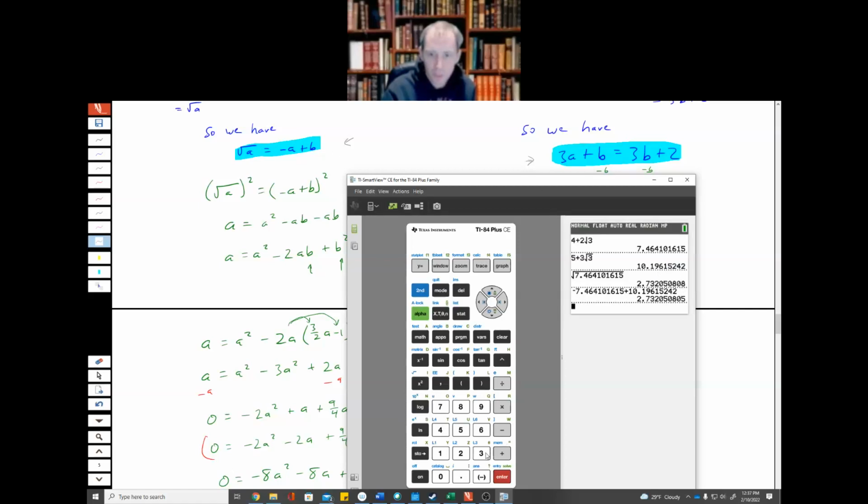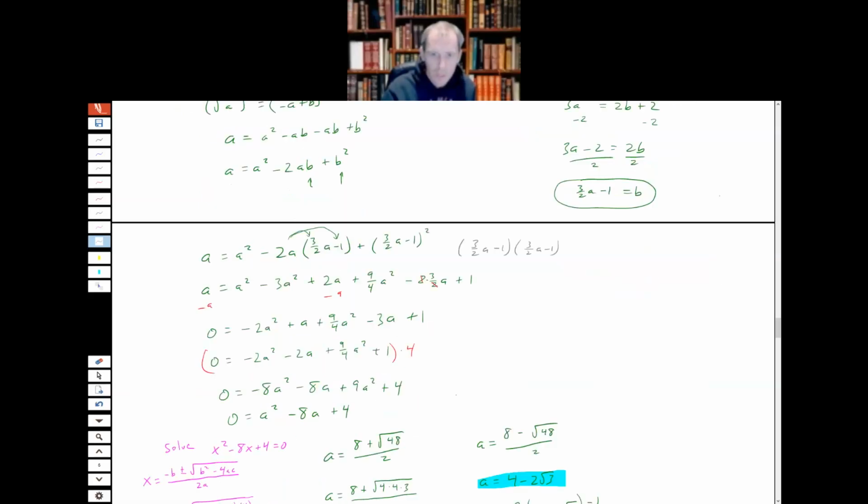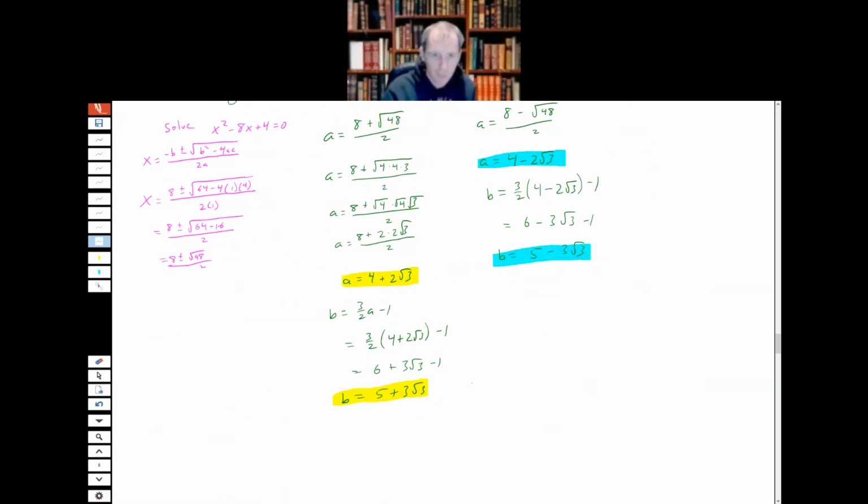Let's check the second equation. So I have 3 times a, go here and grab a, plus b. I get some number. Now I'm going to take 3 times b plus 2, and again they match up, right? Except the last digit by a little bit, that's just calculator rounding error. Okay, so this first a and b that we got really does solve the set of equations that I wanted, which means that the function is going to be continuous.